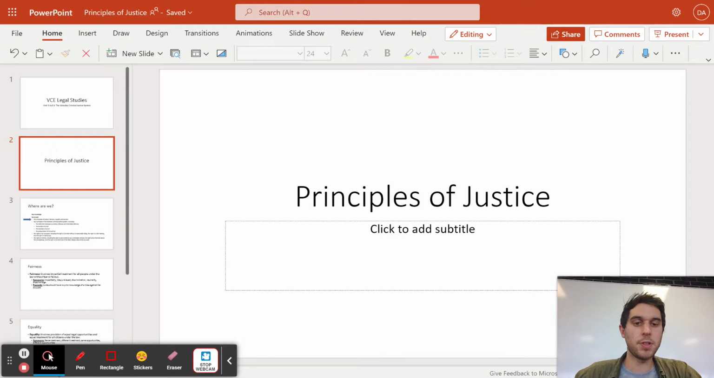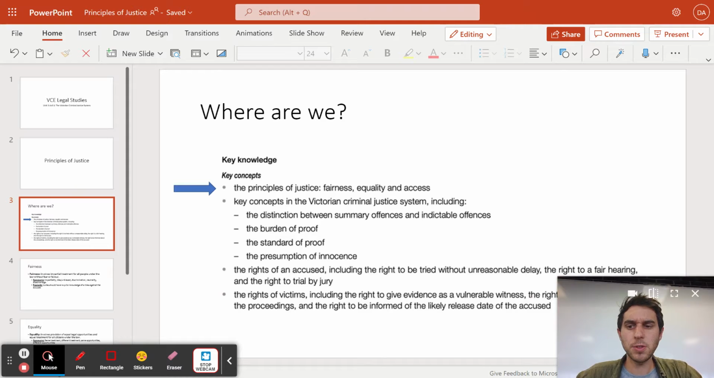Welcome to Legal Studies, and today we're going to be learning about the principles of justice. So where are we in the course? Well, the principles of justice is our first dot point.